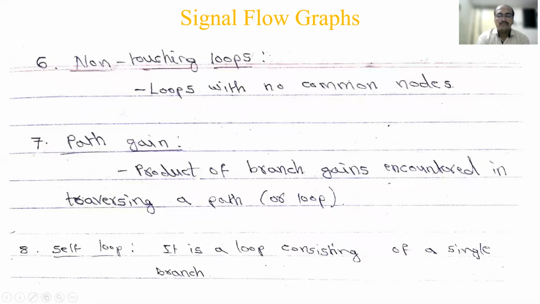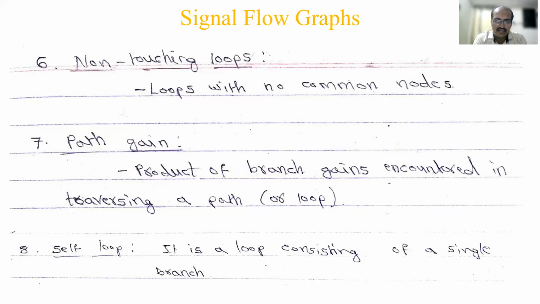These are some difficult terms to understand, so you have to give focus. Whatever you have learned now: input node, source, sink, simple. Only outgoing branches, only incoming branches. Then we have seen the path, forward path, loop. Understandable? So what are non-touching loops here? The loops with no common nodes. There should not be any common nodes in them. This will be understood only when we discuss Mason's gain formula, so till then you have to wait. The definition is loops with no common nodes.